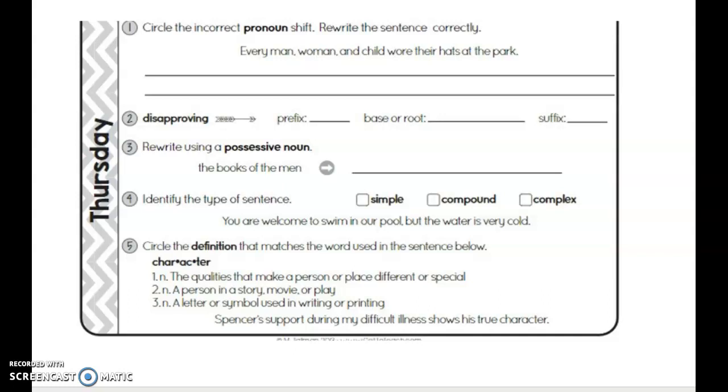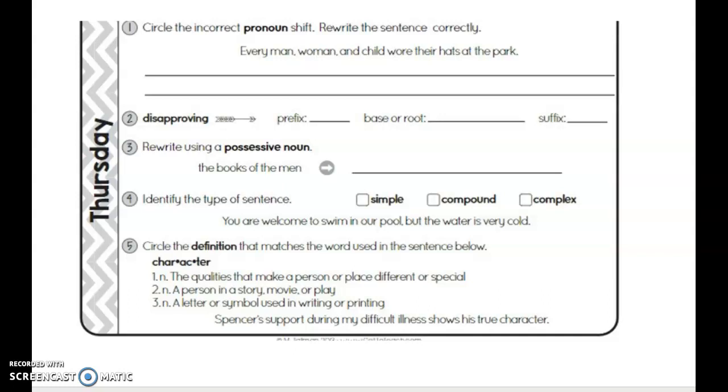Number four, figure out the type of sentence. You're welcome to swim in our pool, but the water is very cold. Is that a simple sentence? One subject, one predicate. Is it a compound sentence? Two sentences or independent clauses put together using a comma and a coordinating conjunction. A coordinating conjunction is FANBOYS: for, and, nor, but, or, yet, so. Or is it a complex sentence where you have a dependent clause attached to an independent clause? Therefore, you would have two subjects and two predicates. All right, well, choose your answer and write it in your box, please.